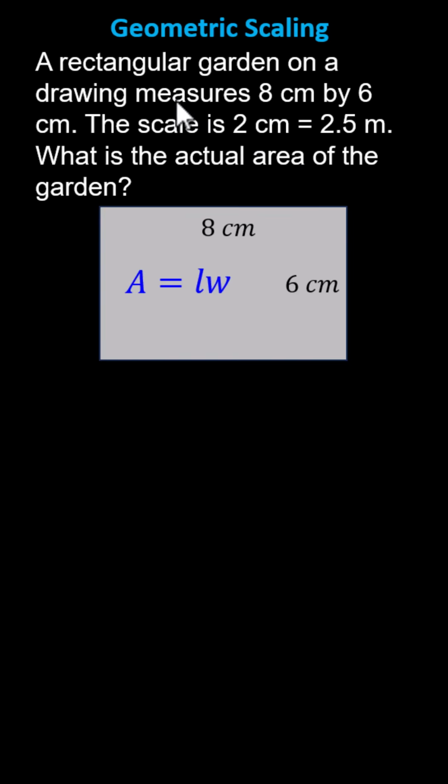The rectangular garden on a drawing measures 8 centimeters by 6 centimeters. The scale is 2 centimeters equals 2.5 meters. What is the actual area of the garden?